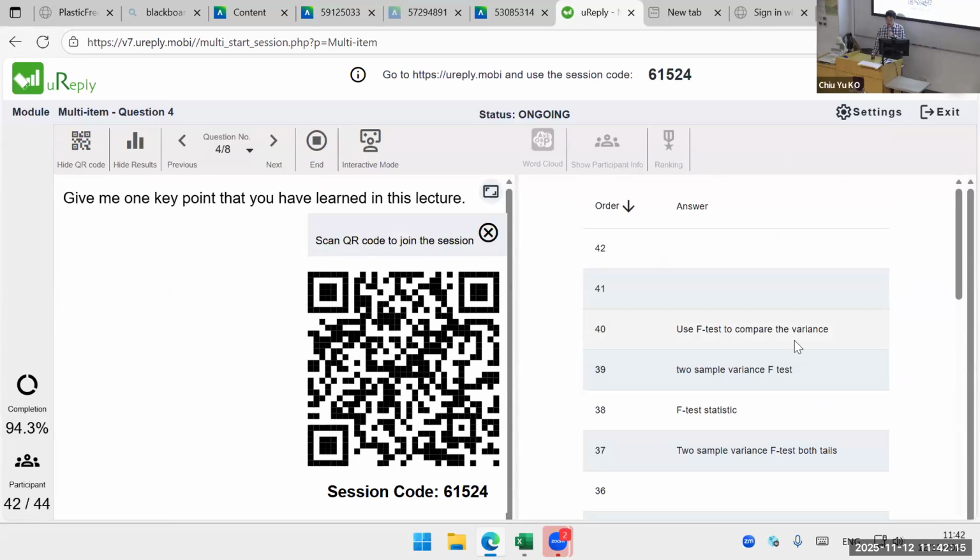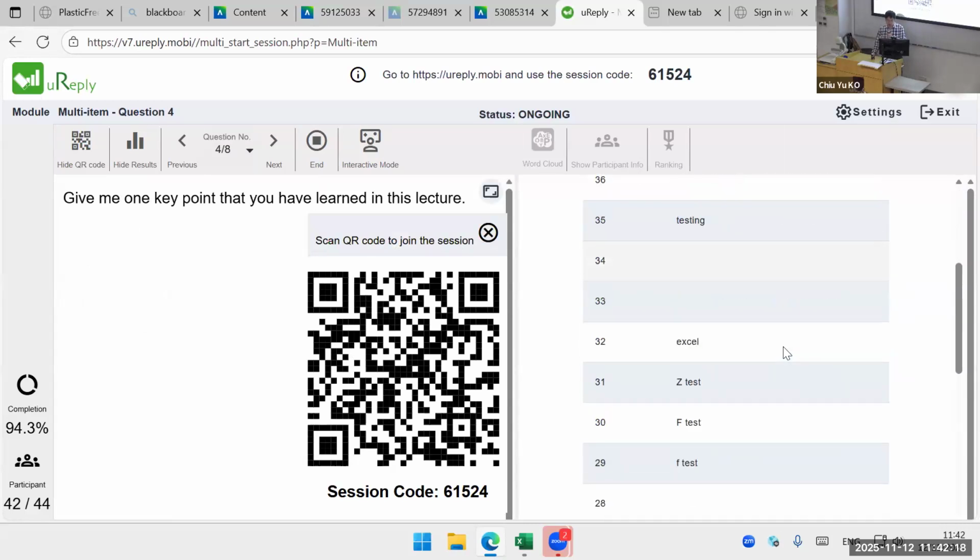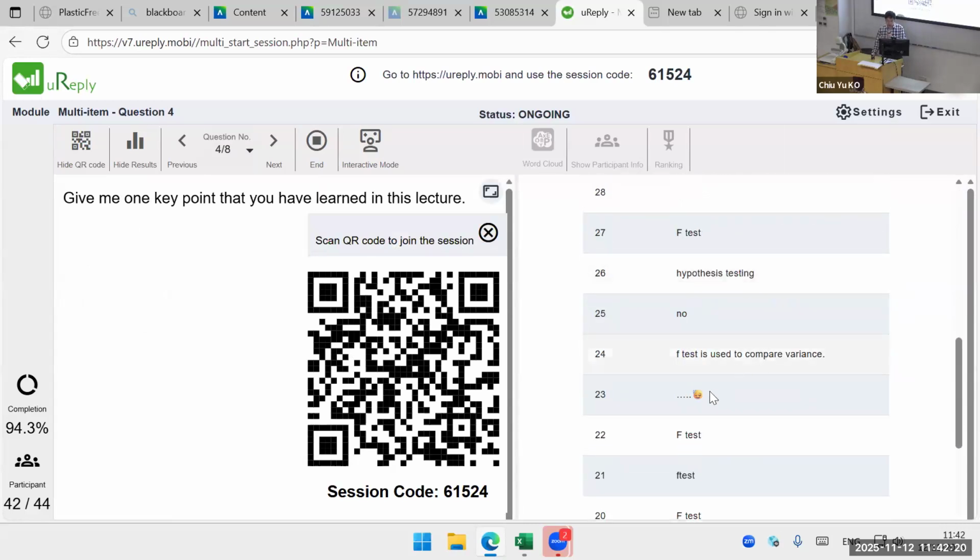F test to compare variances. That's very important, that's something we do. And then t test in Excel. What does that mean? The key point is you're sweating.